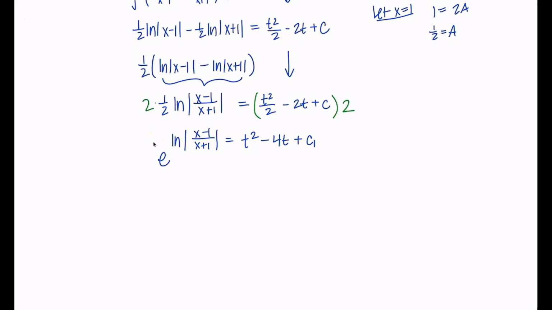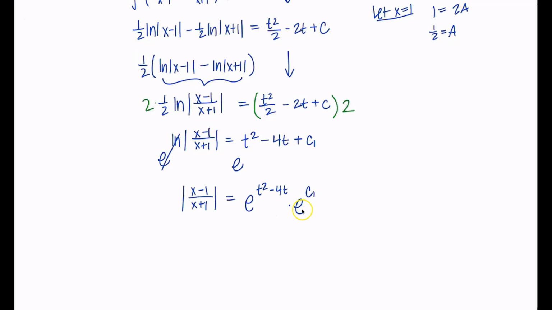So e to the natural log of this absolute value quantity, and then e to the t squared minus 4t plus c1. So now on the left-hand side, e and natural log are going to cancel and give us just the absolute value of x minus 1 over x plus 1. And then on the right-hand side, here's what I'm going to go ahead and do. This is e to the t squared minus 4t times e to the c1.